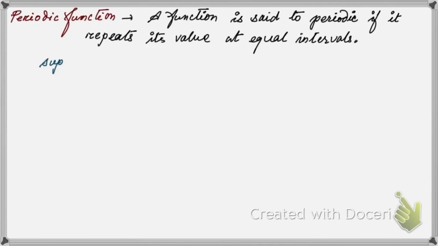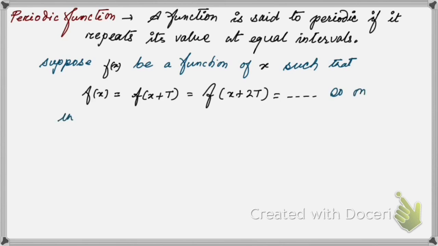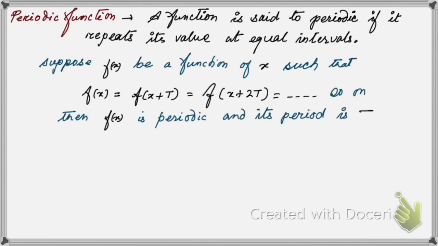That means suppose we have a function f of x such that f of x is equal to f of x plus T, f of x plus 2T, and so on. So here you can see its value is repeating after an interval of capital T. So it is a periodic function and its period is capital T.